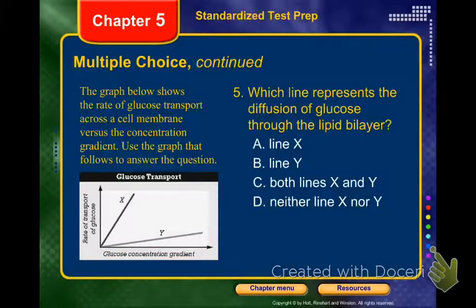All right, the graph below shows the rate of glucose transport across a cell membrane versus the concentration gradient. Use the graph that follows to answer the question. So we have the rate of transport of glucose is dependent upon the concentration of glucose. That would be the more glucose you have in solution. What's the trend that we're seeing? The more glucose you have in solution, the more the rate increases, right? One increases faster than the other one, though. Which line represents the diffusion of glucose through a lipid bilayer?